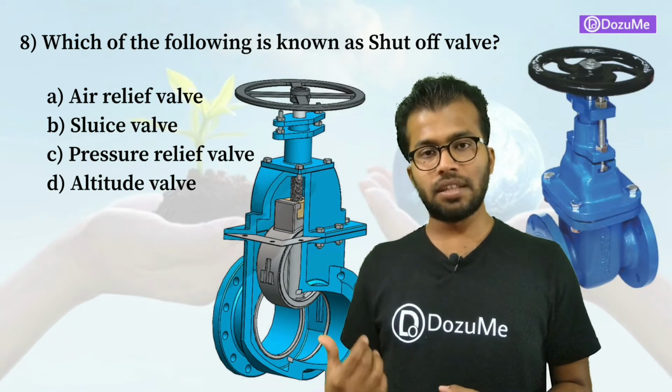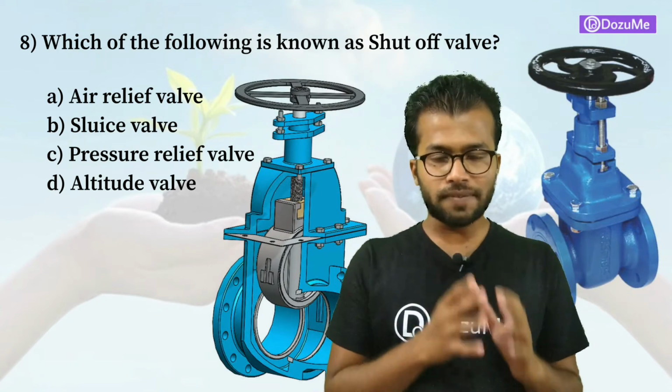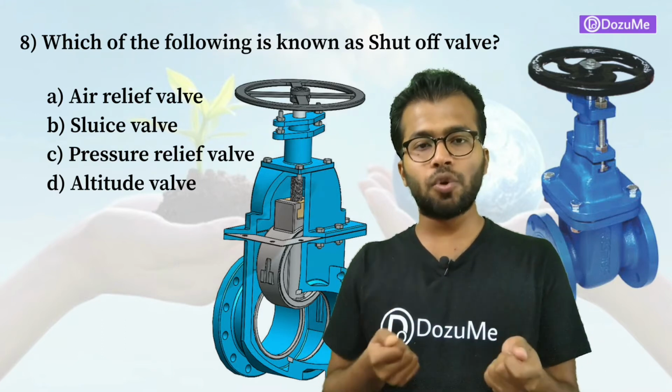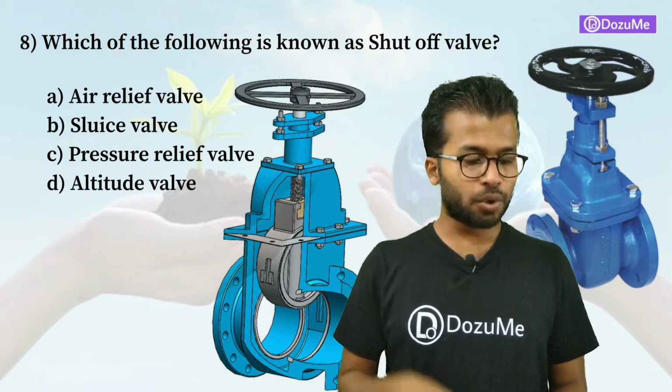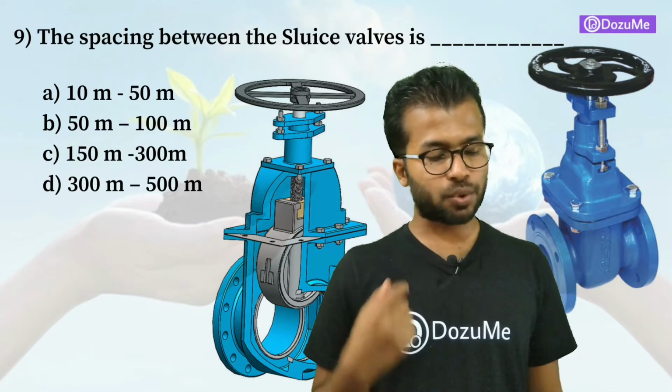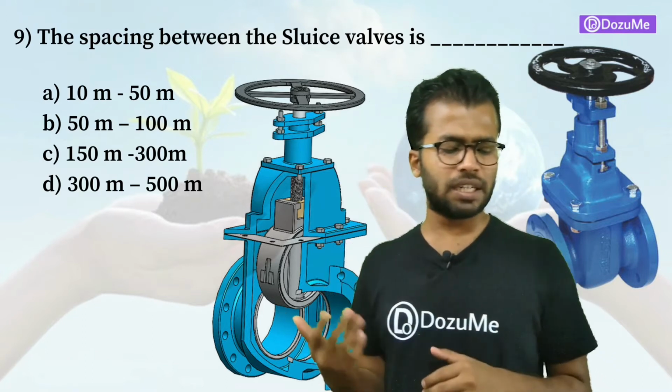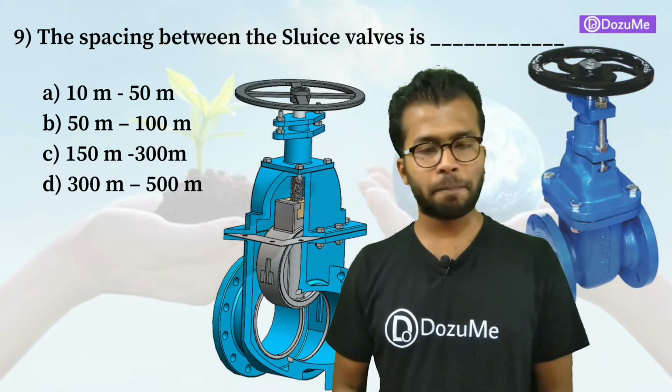You can see the picture on the screen. The sluice valve or the gate valve we can use as a shut-off valve, or for the closure of the water flow. Question number 9. The spacing between the sluice valves is 10 meters to 50 meters, 50 meters to 100 meters, 150 meters to 300 meters, or 300 meters to 500 meters.